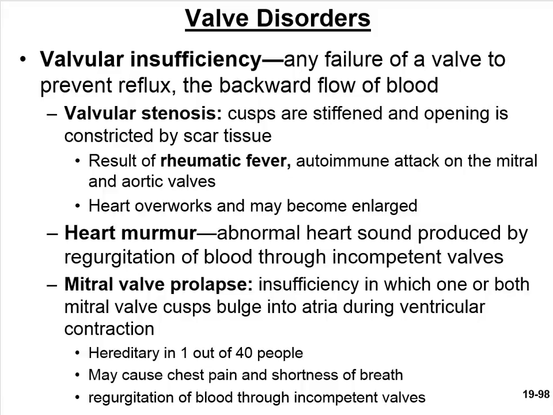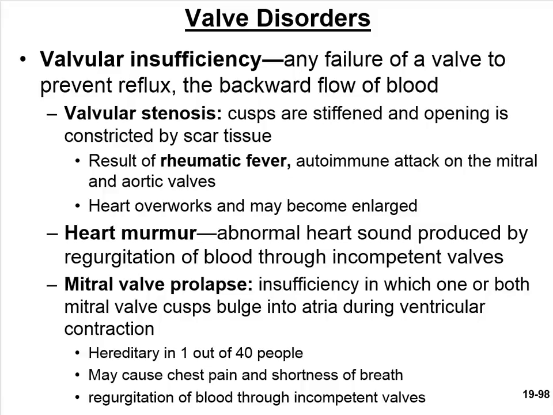Valves can sometimes not work properly. That's called valvular insufficiency. Any failure of a valve to prevent the reflux, or backward flow, of blood is a valvular insufficiency. Valvular stenosis is when the cusps are stiffened and the opening is constricted due to scar tissue. This could happen due to a disease called rheumatic fever, or an autoimmune attack on any of the valves, or when the heart overworks and becomes enlarged.